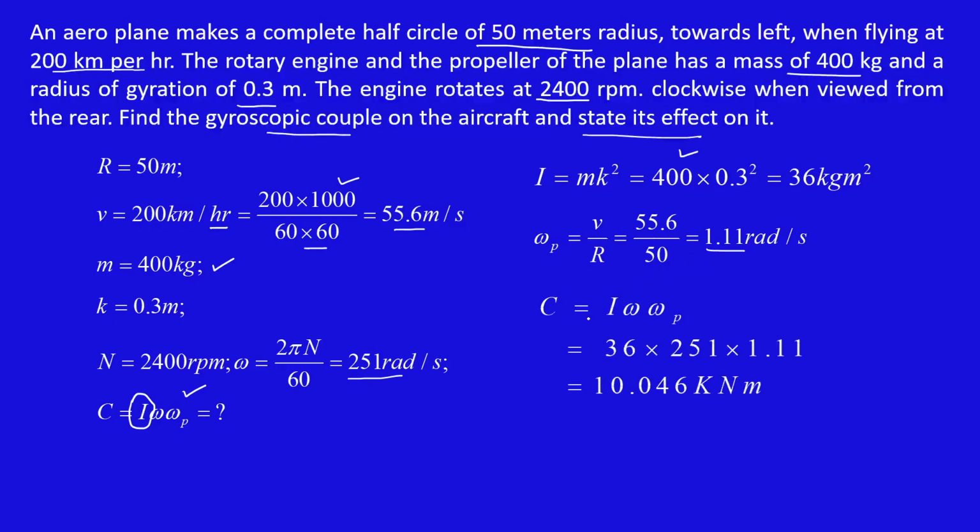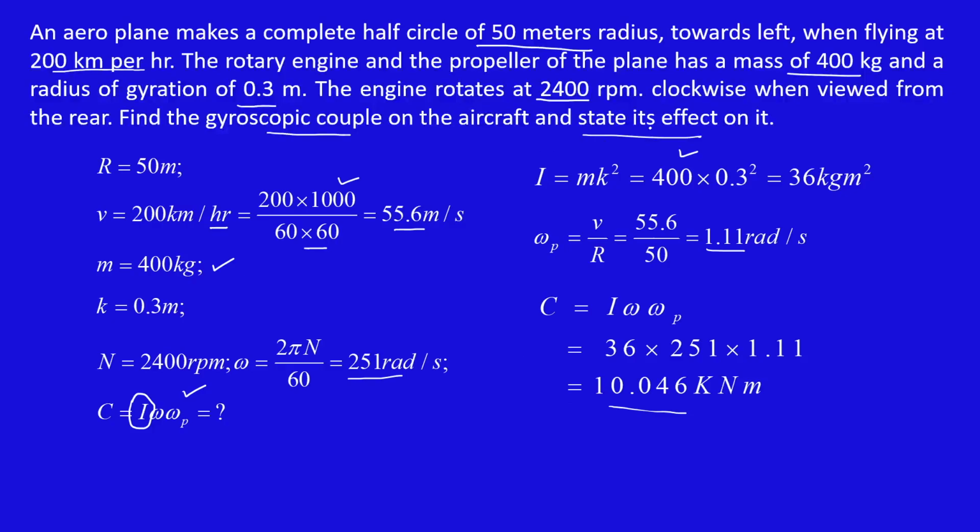C equal to I omega omega p. I equal to 36, omega equal to 251, then omega p 1.11. Couple C equal to 10.046 kilo newton meter.